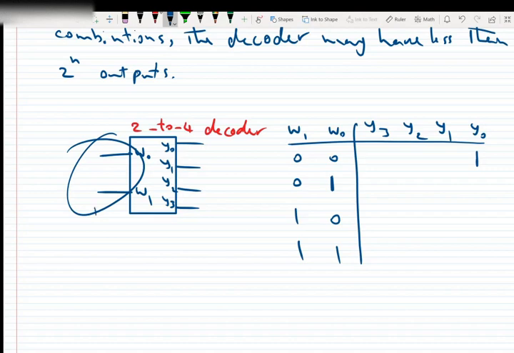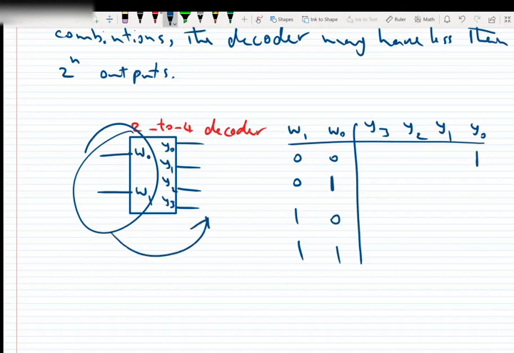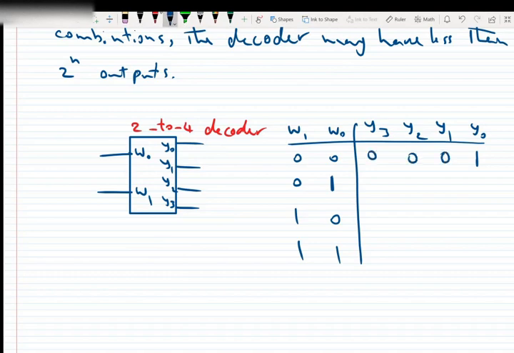The input's not transferring to the output like a multiplexer. It's just activating the output, so the output will be activated to 1. In a multiplexer, whatever we had in the input moves to the output. But in a decoder, these inputs just determine which output gets activated, and the other outputs are 0. If inputs are 0, 1, the output number 1 will be 1, and this is the entire truth table.